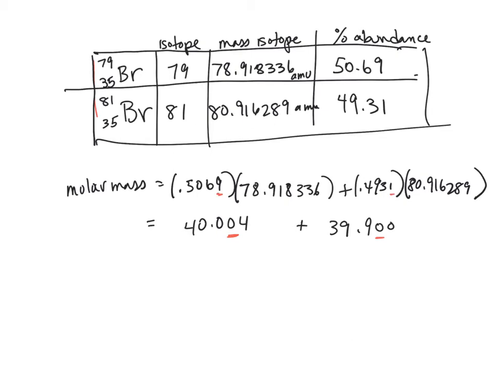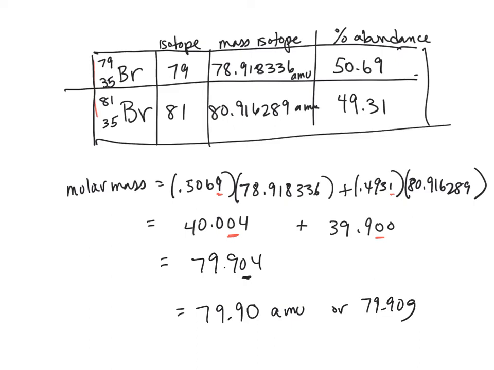Then you want to add them together, and in this case it's going to be 79.904, and then we're rounding right here, so this will be equal to 79.90. You can say AMU, which would be the weighted average for a particular bromine atom, or you can say 79.90 grams if you have a mole of bromine atoms. So grams per mole would be the unit we use most often for the periodic table. 79.90 grams per mole. The next example is the chlorine one, so let's back up into that problem.